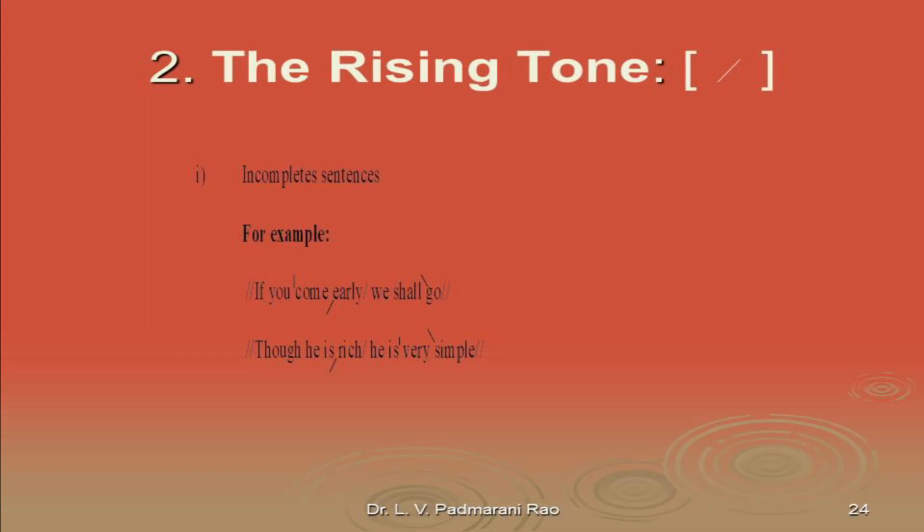"He is very simple" is the next tone group, and in this, "he" is the pronoun, not stressed. "Is" is the helping verb, not stressed. "Very" is an adverb, so stressed, and "simple" is an adjective, so stressed. So "very simple": two stressed syllables are there in the second tone group. Now "simple" could be labeled as the nucleus, and you could say "is very simple."